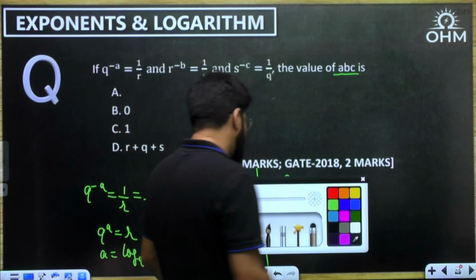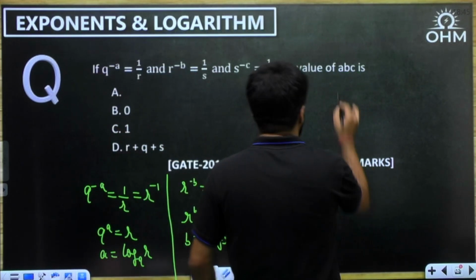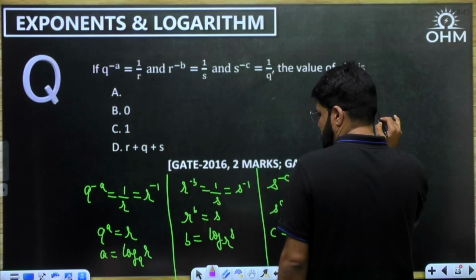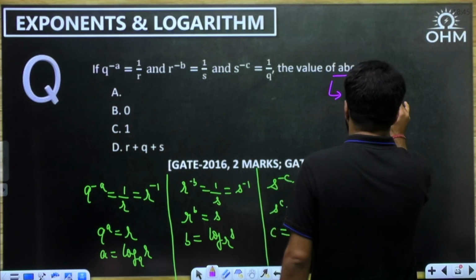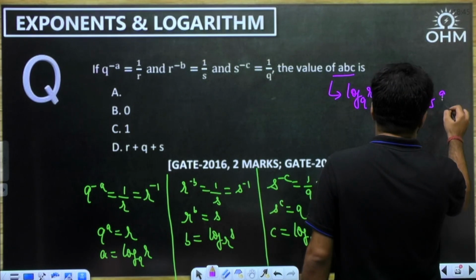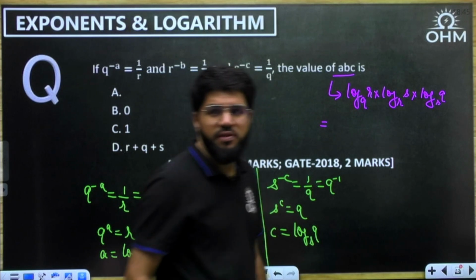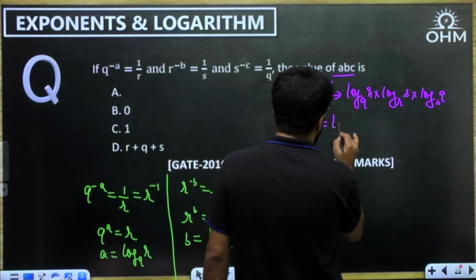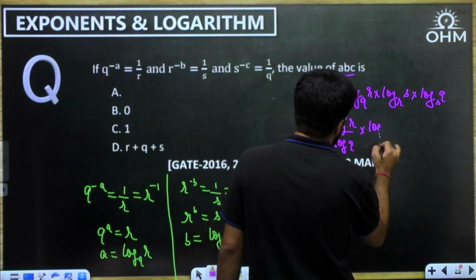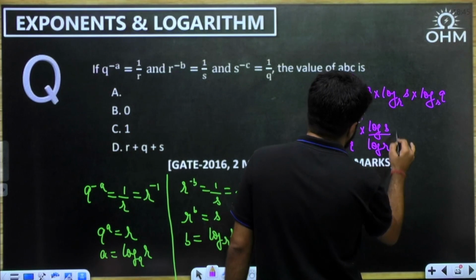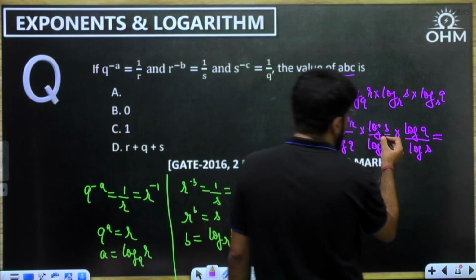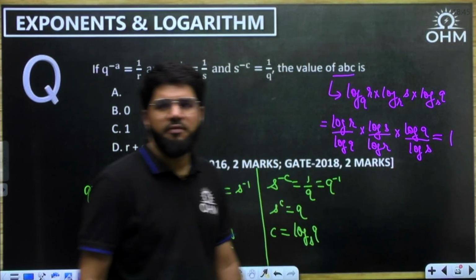Now your question is find the value of abc. So a is log of r to the base q, multiplied by b, which is log of s to the base r, multiplied by log of q to the base s. Just like the previous question, the terms will start getting cancelled, because log r to the base q is log r upon log q. Next is log s upon log r. Next is log q upon log s, and everything gets cancelled, answer is 1. The value of abc is 1.